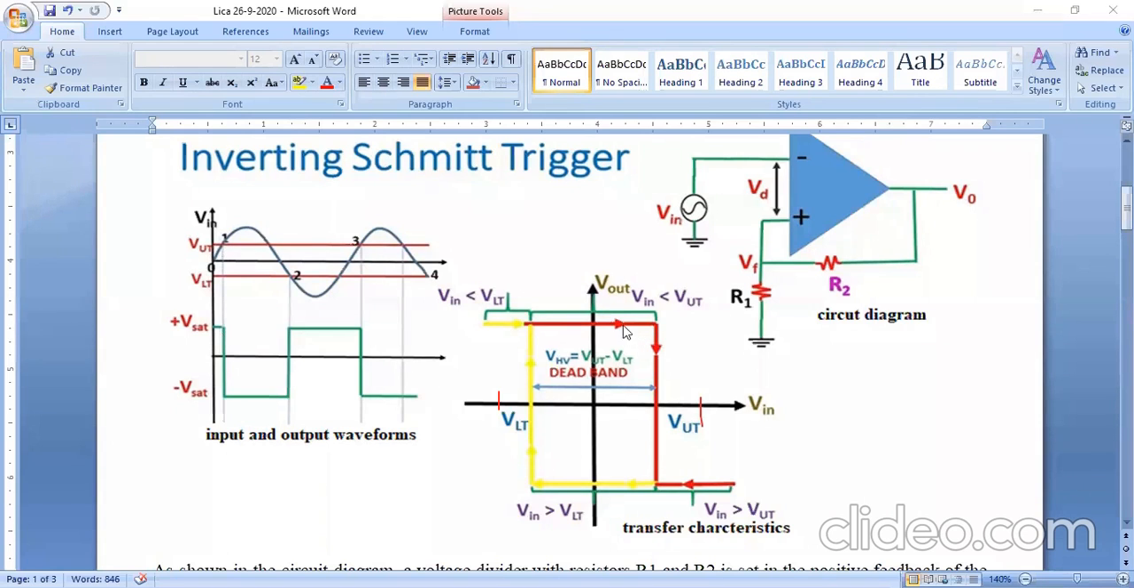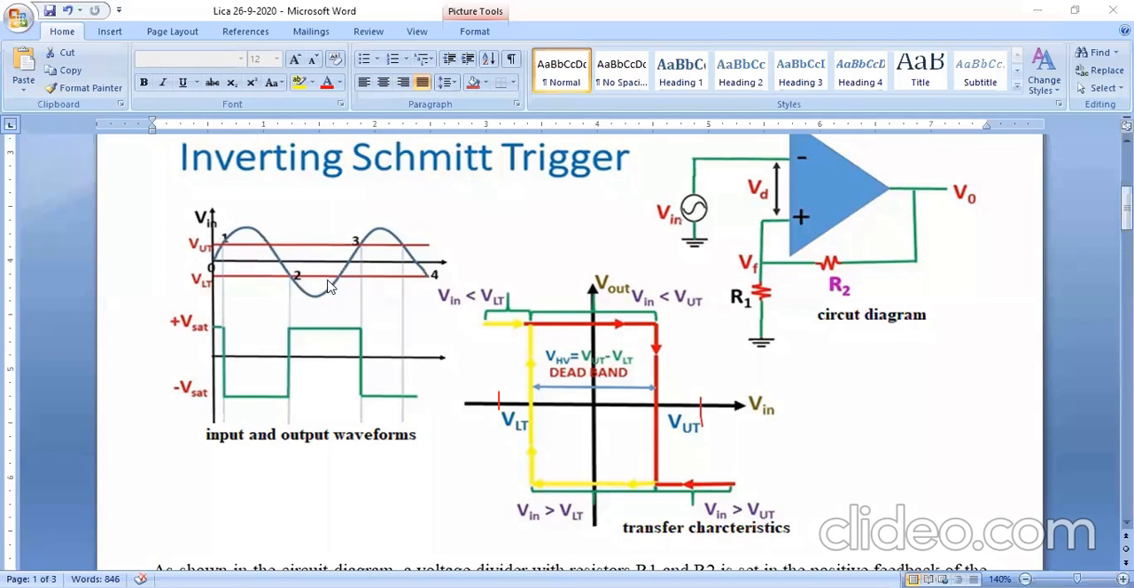That is represented here in this transfer characteristic. Later, from instant 1 to instant 2, we can see two types of behavior. The input voltage is greater than the upper threshold value, so here we have a negative saturation. If we go on increasing the input voltage to a particular lower threshold value, when the input voltage is greater than the lower threshold value, here we have a positive saturation. Next, the input voltage again comes less than the upper threshold value.